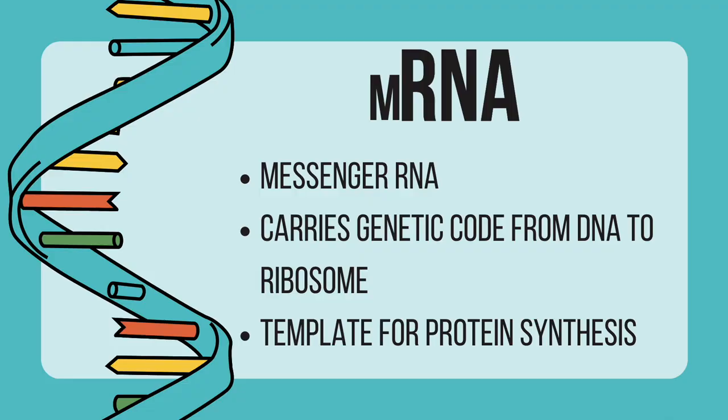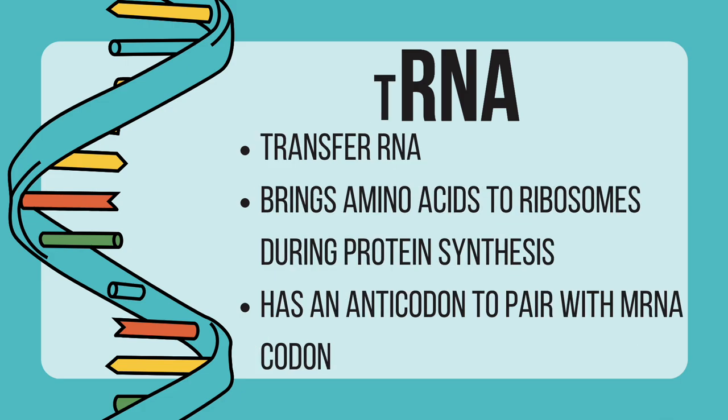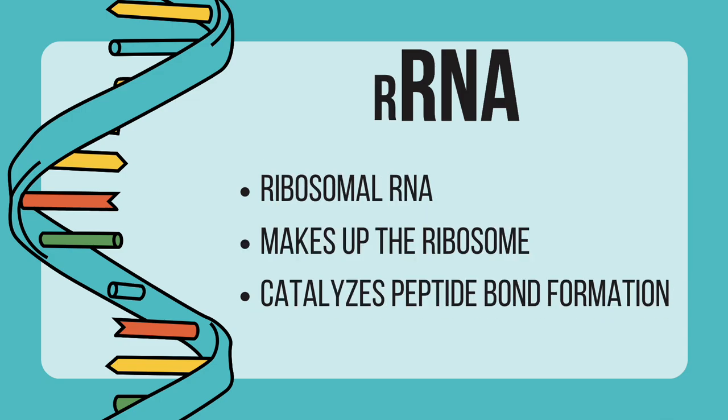Then there's the different types of RNA. We'll start with mRNA, or your messenger RNA. This carries genetic code from DNA to the ribosome, and it is your template for protein synthesis. Your tRNA, or your transfer RNA, brings amino acids to your ribosomes during protein synthesis, and it has an anticodon to pair with your mRNA codon.